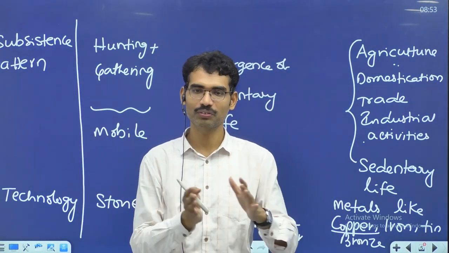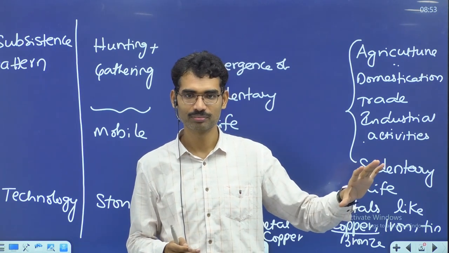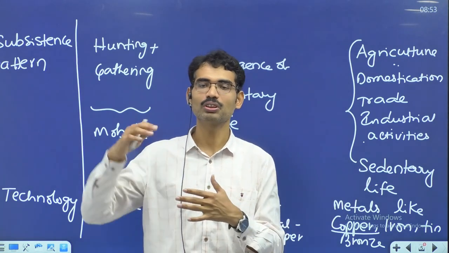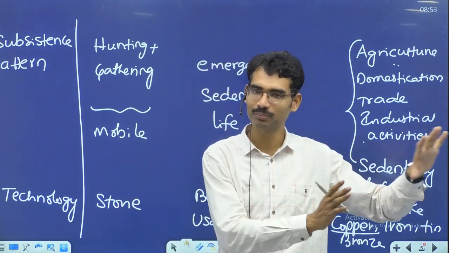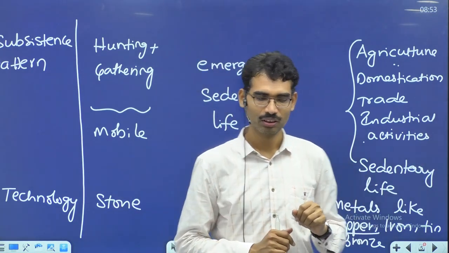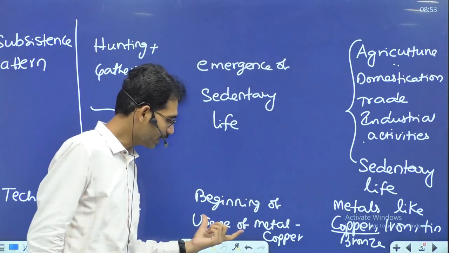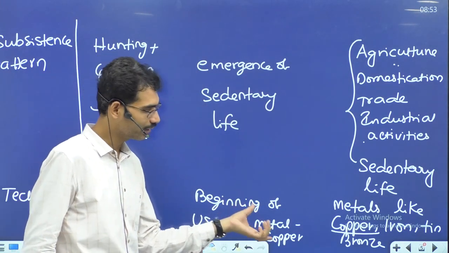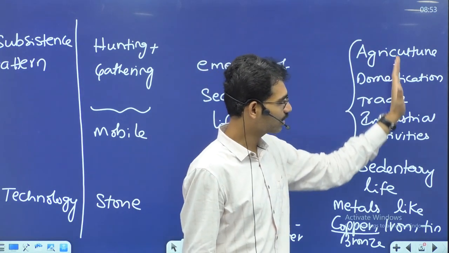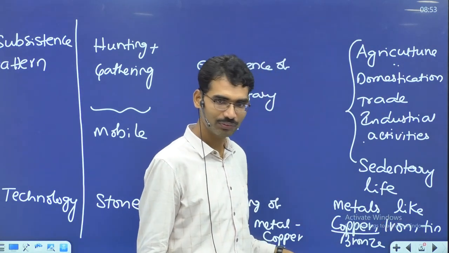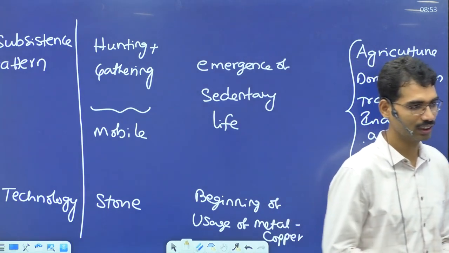But post-industrial revolution completely transformed. Nowadays, we are talking about new technology like artificial intelligence. It is going to alter completely the way human beings are going to live. That's how the emergence of metal itself is revolutionary in the sense. That's why these are all the consequences of the emergence of new technology and new ideas.